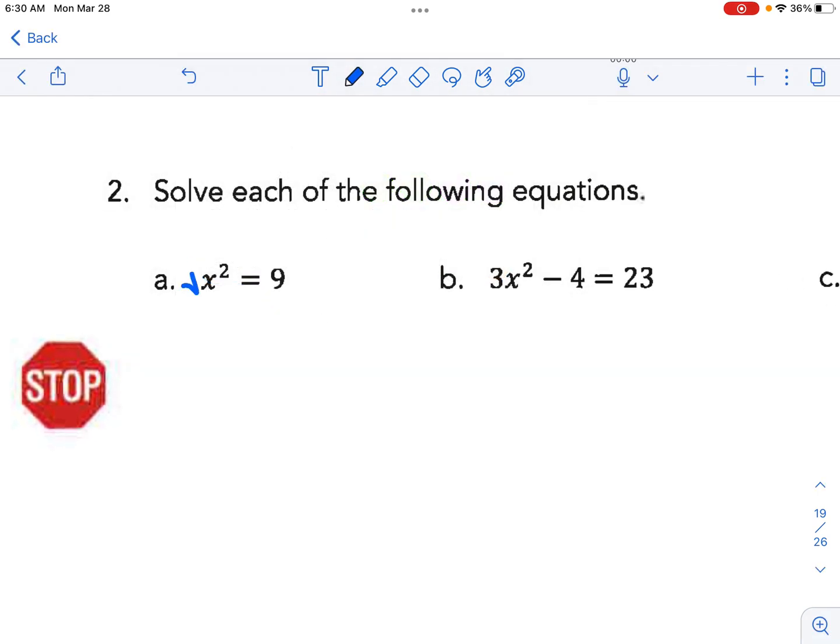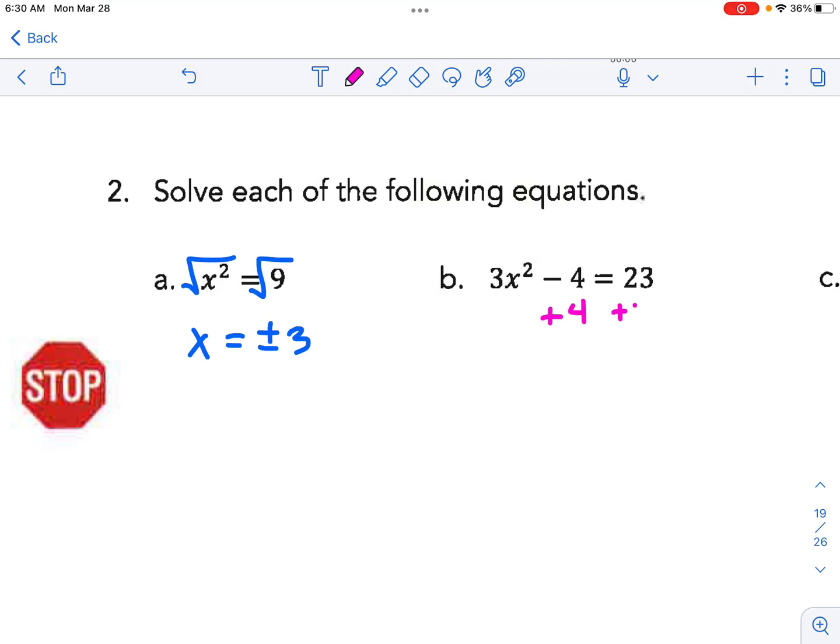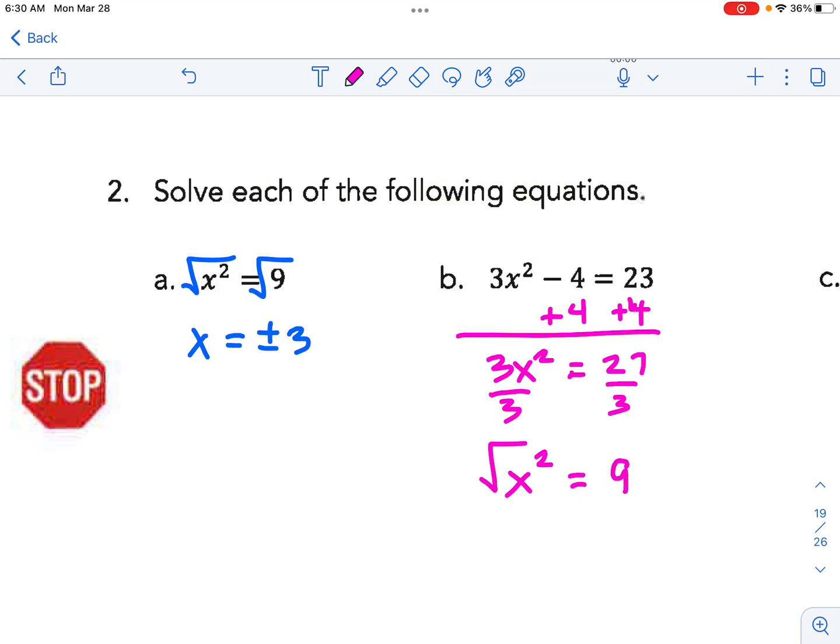On part A, we can do a square rooting technique where we say x is equal to plus or minus 3. And here in part B, we're going to have to do a little more math first. We're going to have to add 4 to both sides, and we get 3x squared equals 27. And then we can divide by 3, so we isolate that x squared, or that power of 2, so to speak, equals 9. And notice now we're back where part A was, so we use that technique. x is equal to plus or minus 3.